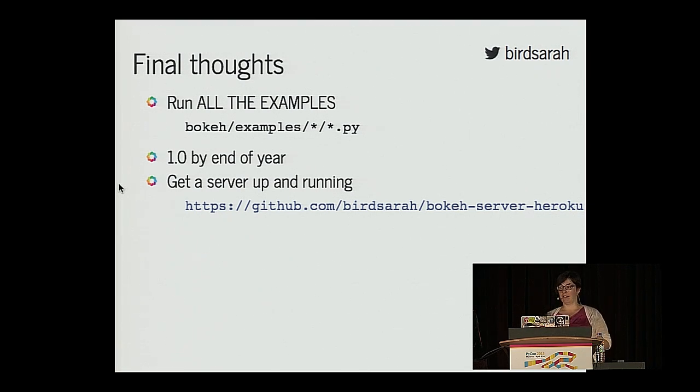The Bokeh team are planning to have 1.0 up by the end of the year, so it's come a long way in a year, and it's really starting to bed down and be nice and stable and really, really usable. Lastly, if you want to get a server up and running, it can be a little bit tricky, but I have a repo that you might be interested in, which is how to get your server deployed onto Heroku.